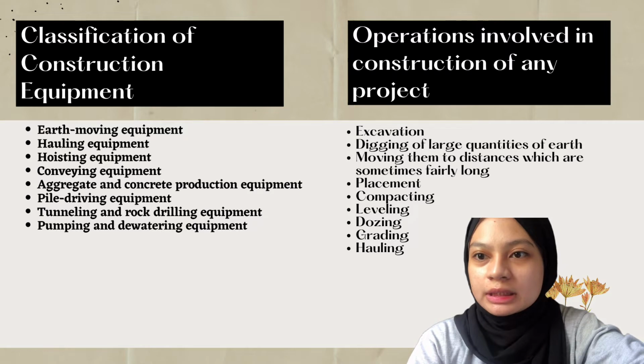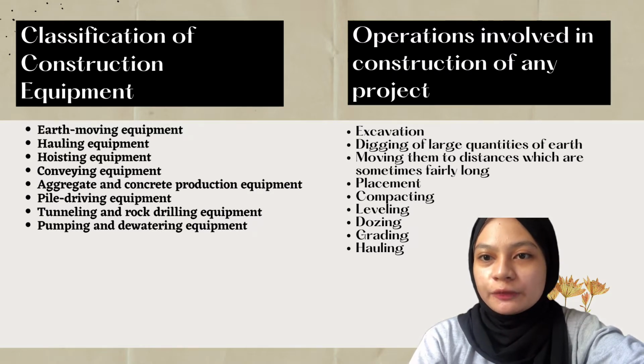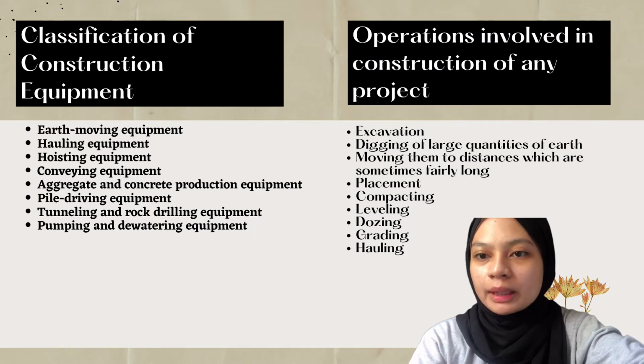Classification of construction equipment: earth moving equipment, hauling equipment, hoisting equipment, conveying equipment, aggregate and concrete production equipment, pile driving equipment, tunneling and rock drilling equipment, pumping and dewatering equipment.